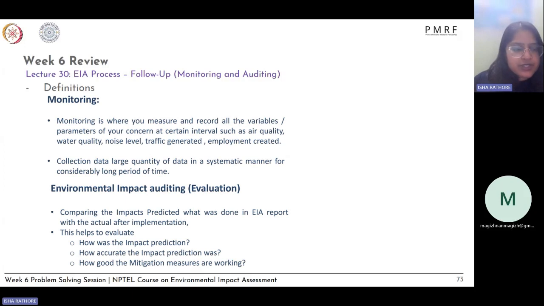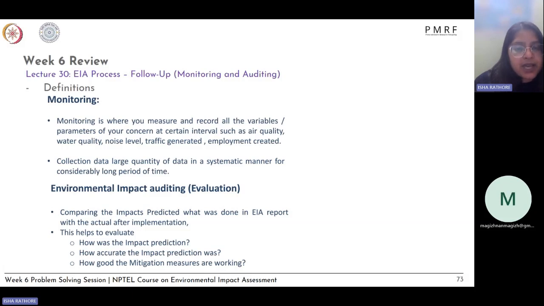Then we have definitions for the key terms which were used in the lecture unit. So monitoring is where you measure and record all the variables or parameters of your concern at certain intervals, such as air quality, water quality, noise level, etc. And the collected data is a large quantity of data, and it's done in a systematic manner for a considerably long period of time. And then how this is being analyzed for whatever impact assessments need to be undertaken.